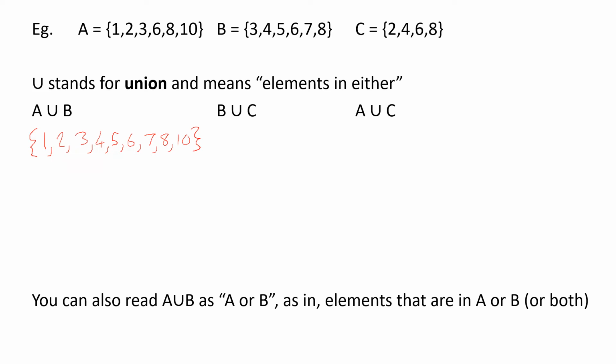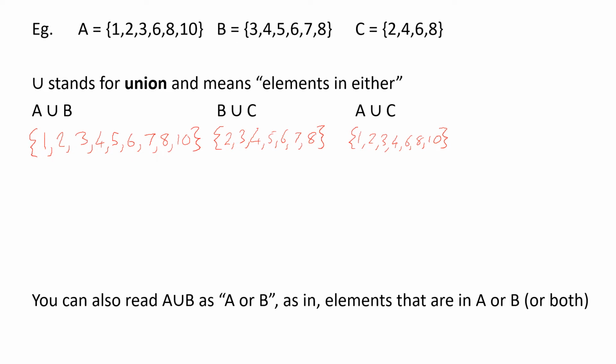Now again, I'd like you to have a go at B union C and A union C, and then see if what you've got matches what I'm about to write down. So for B union C, we don't have a 1, but we do have everything else between 2 and 8. So 2, 3, 4, 5, 6, 7, 8. And then for A union C, we've got 1, 2, 3, 4, 6, 8, and 10. So hopefully you got those as well.